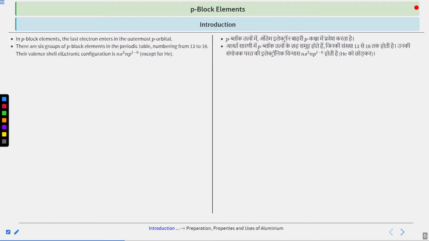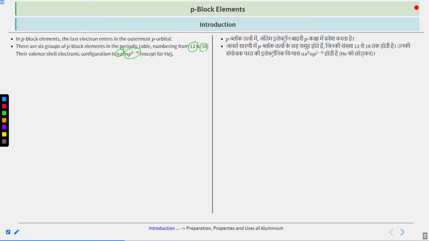Now there are 6 groups of p block elements in the periodic table. We start from 13 and move on to 18. The electronic configuration goes in a similar fashion, from ns2 np1 to np6. So 1 to 6 means 1, 2, 3, 4, 5, 6 in total, that is 13 to 18. From 13 to 18 the electrons go to the p orbitals. After that the p orbital will be completely filled and the next electron will go to the d orbital.